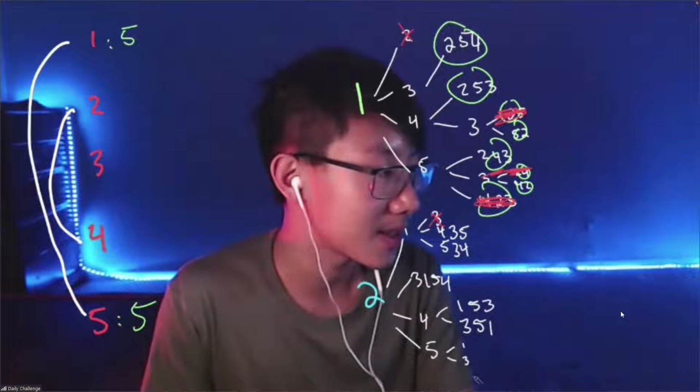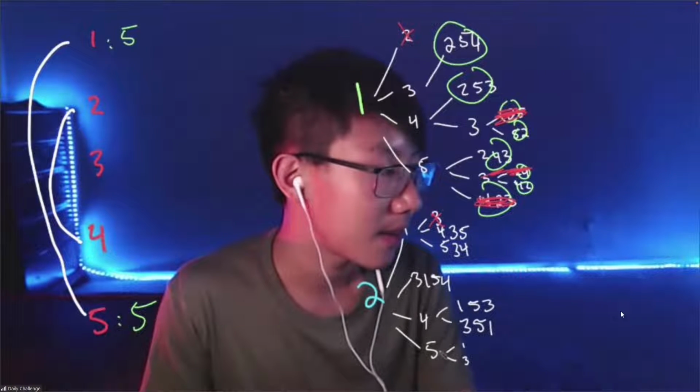But 5, 4 is going to decrease, so that doesn't work. 5, 3 has to go up, down.